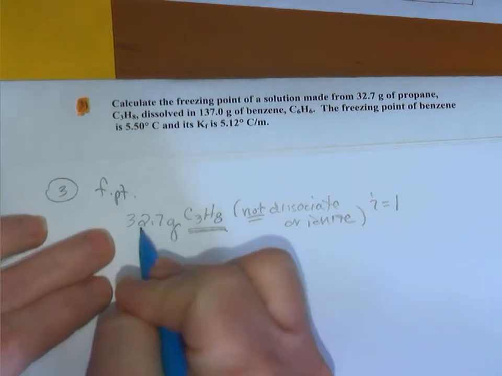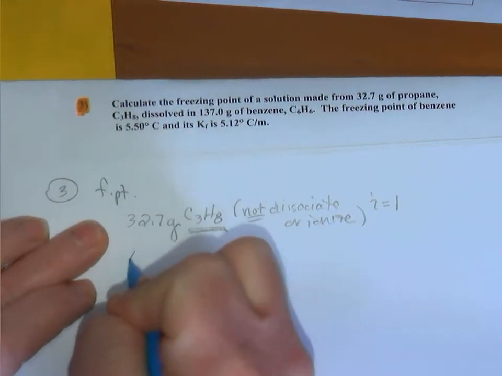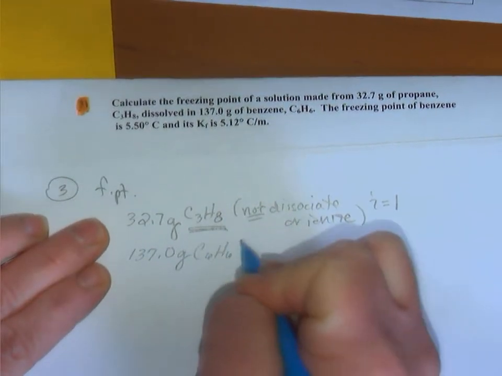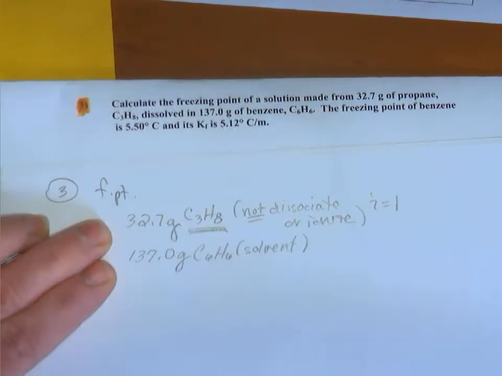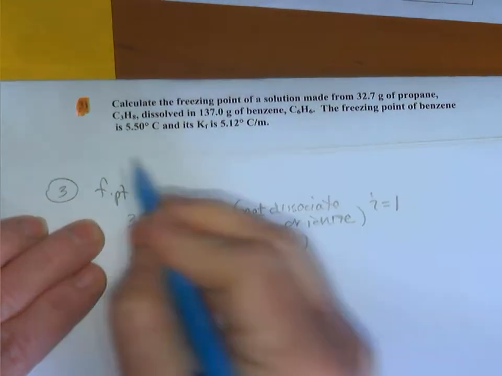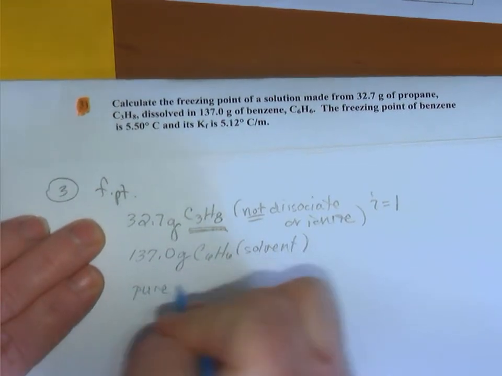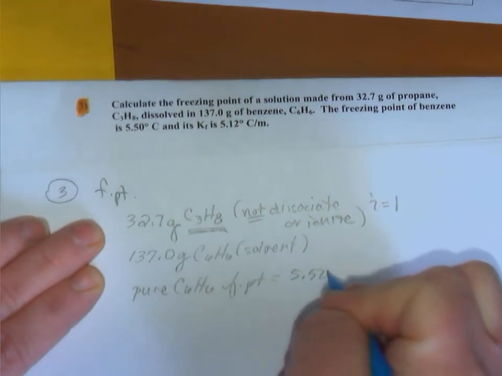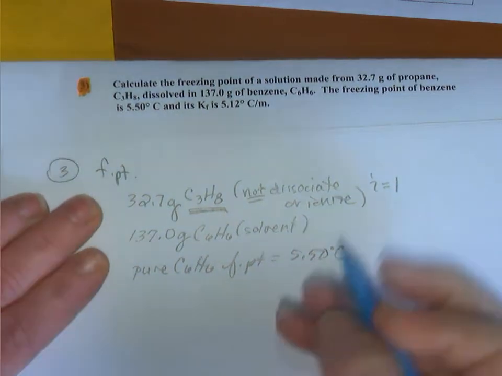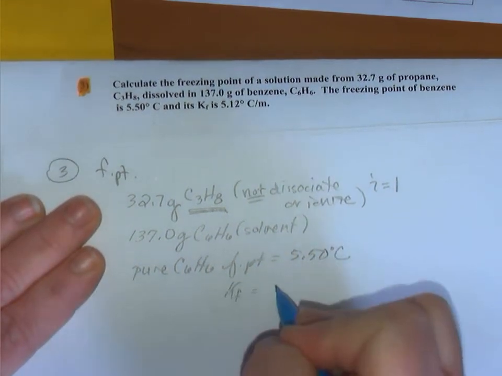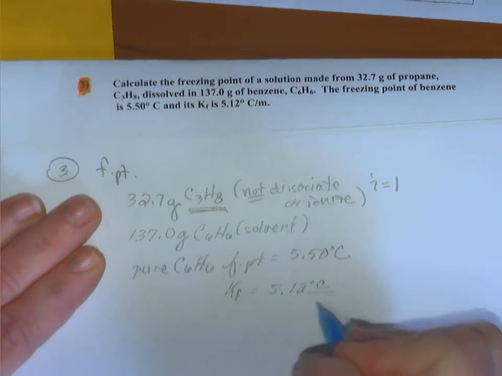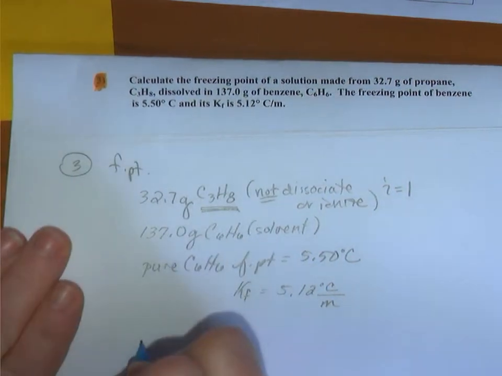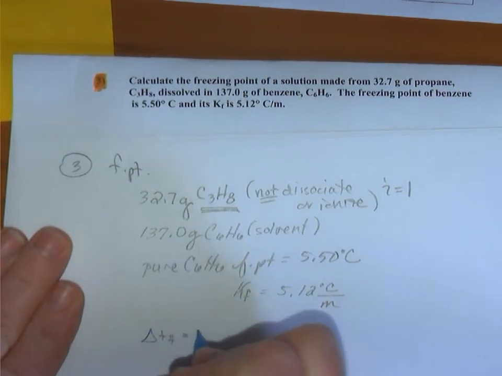We are dissolving this solute in 137 grams of benzene. Okay, this is my solvent. It's in the greater quantity. The freezing point of benzene, which I would think is pure benzene, is 5.50 degrees Celsius. And its Kf is 5.12 degrees Celsius per molal. Okay, we are dealing with freezing point. So our equation is delta Tf equals i Kf m.